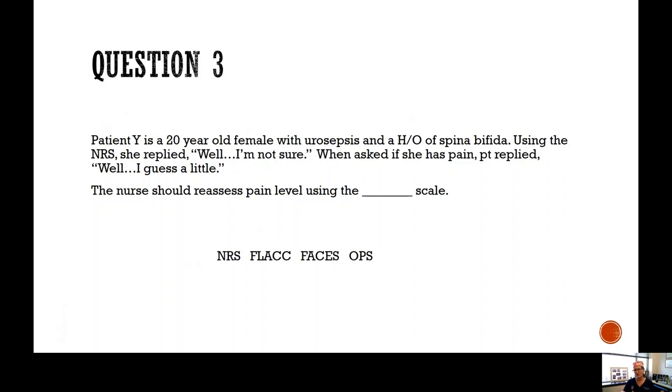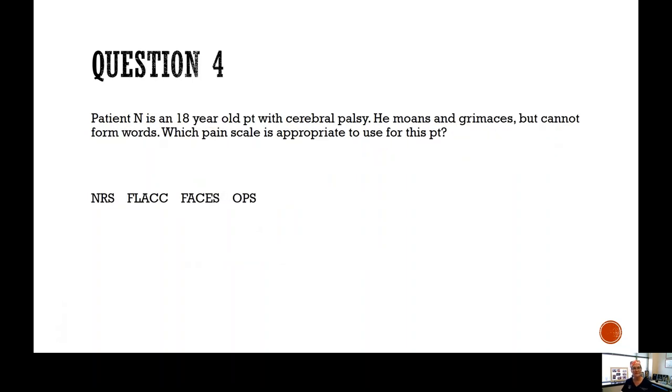So I had my students reassess our pain level using which scale? What would you pick? The one we just talked about. So the FACES scale. And let me tell you, she rated her pain a 1. So she's right, her pain was a little, but she was developmentally unable to quantify what a little was. But she could think about how she was feeling and compare it to the face on the Wong Baker Faces Pain Rating Scale.